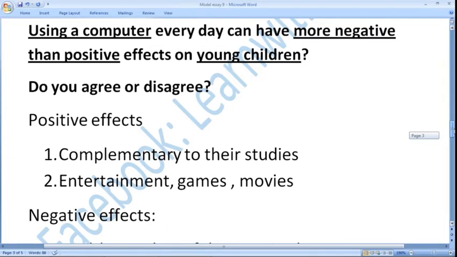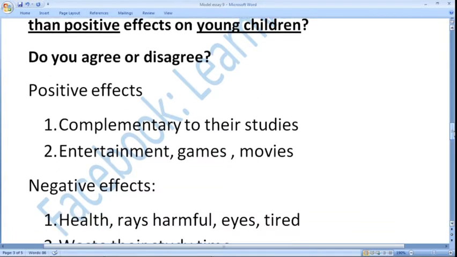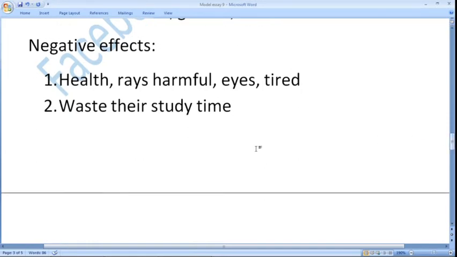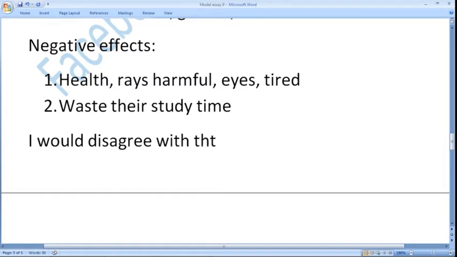More negative than positive effects. Of course, in this case, you have to write both positive and negative effects also. So I would go for, there are no more negative. I would say there are more positive effects. So I would disagree with this statement. I would say positive effects are more than negative, instead of negative more than positive. So I would disagree with the statement.